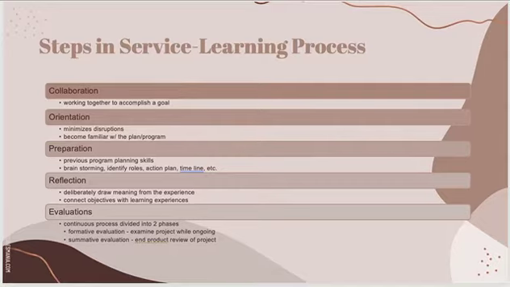So then we also have reflection. And this is deliberately drawing the meaning from the experience. We want to connect our objectives and our learning experiences. So reflection can happen throughout the process, but it also happens often during the evaluation phase at the end. And we know that evaluations are a continuous process, and we can divide those into two phases. We have formative evaluation, which is when we're examining the project while it's ongoing. Think of like formation.